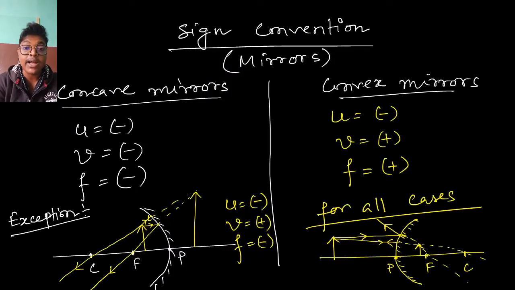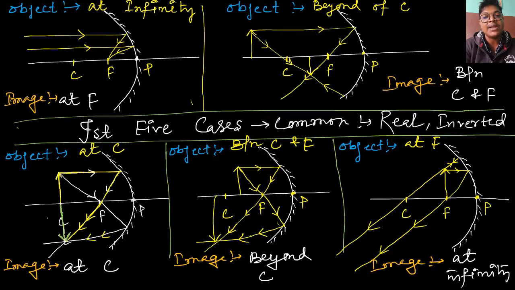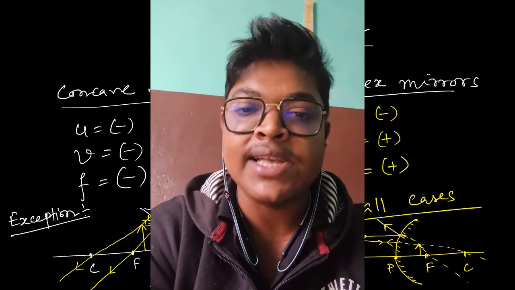At first, let's talk about the concave mirror. In the case of a concave mirror, as you can see, the object distance, the image distance and the focal length, all of them are negative for 5 cases. Right? What are the cases? Whenever the object is placed at infinity, or beyond the center of curvature. Otherwise, if you are placing the object at the center of curvature or between center of curvature and focus, or at the focus as well, every time you are getting a real and inverted image. But there is only an exceptional case there.